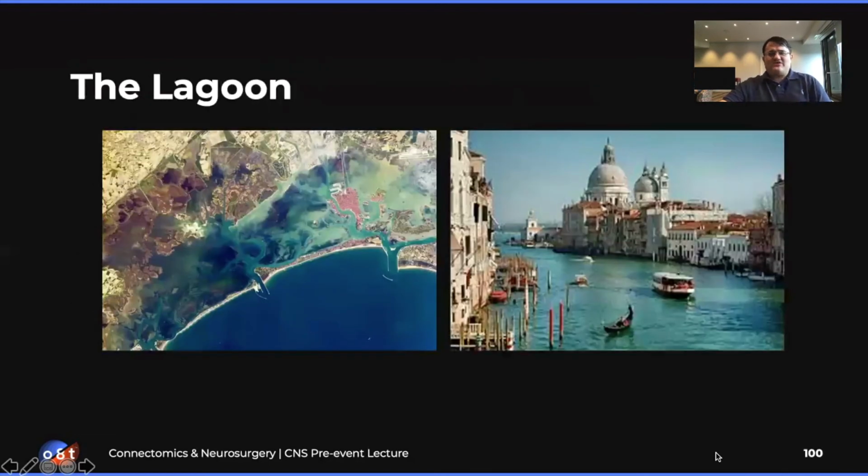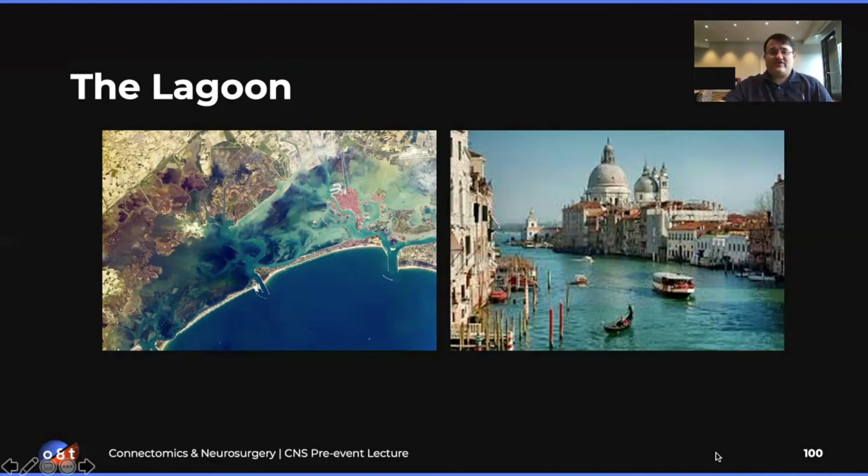So when people ask me, what is the utility of DTI? DTI is not going to protect you from doing something stupid on its own, and neither is Connectomics. The best way to think about its utility is to think about it in terms of the Venetian lagoon. For those of you who are not familiar with it, it's an area of relatively complex waterway between the Italian mainland and the city of Venice.